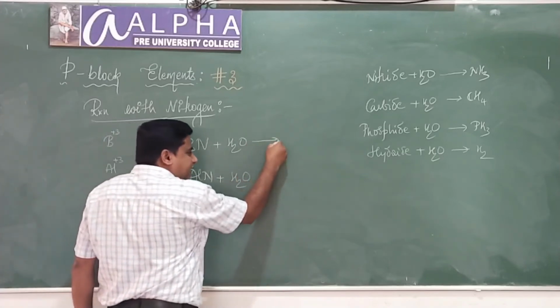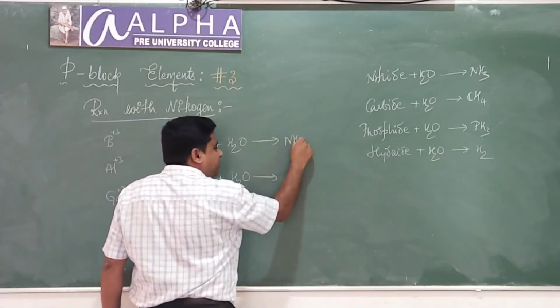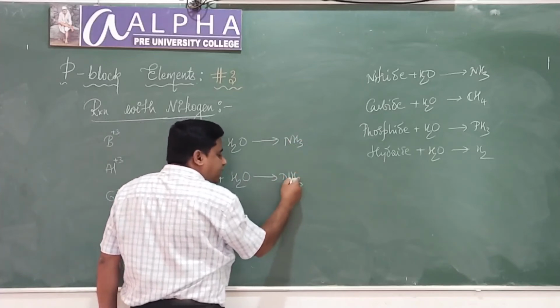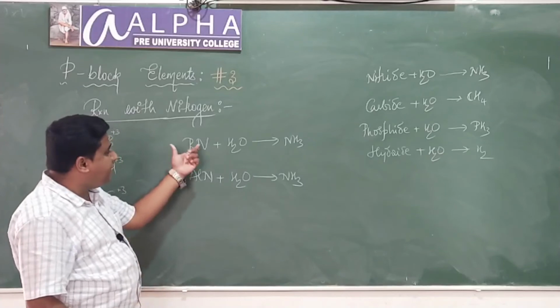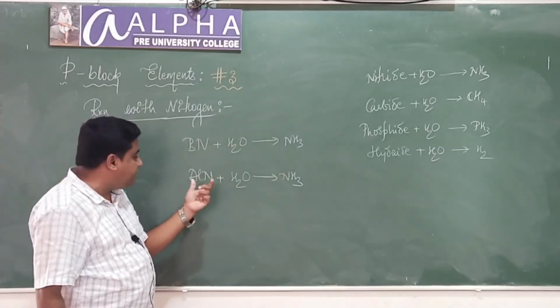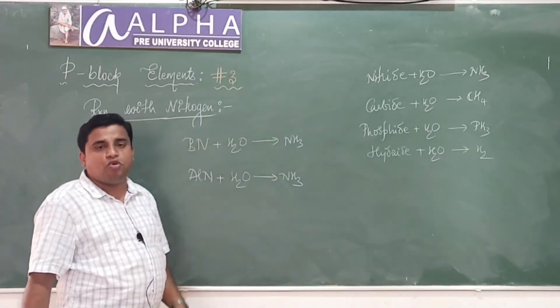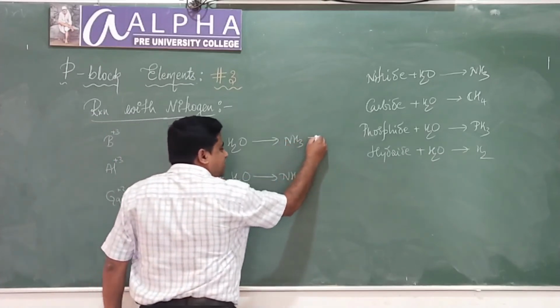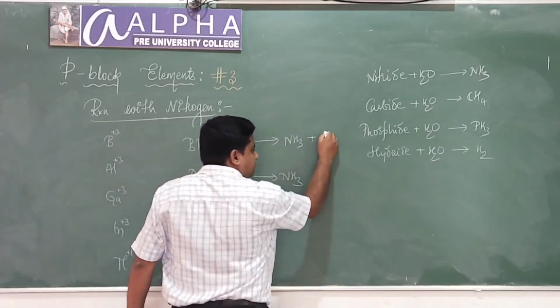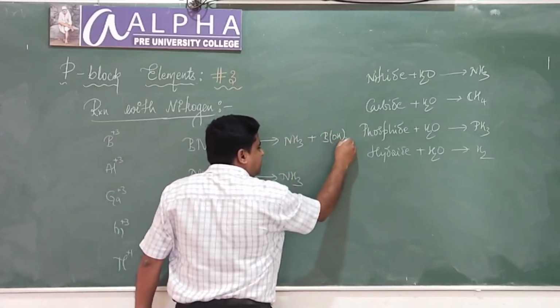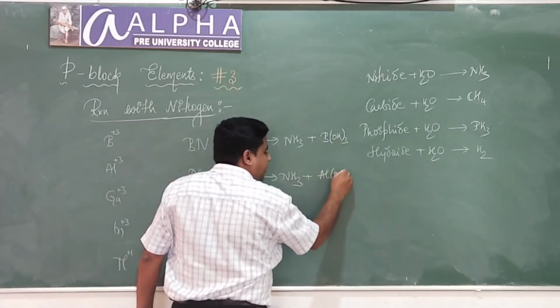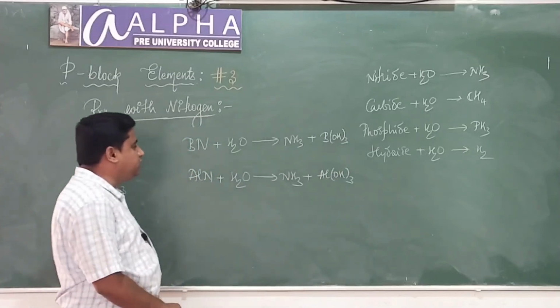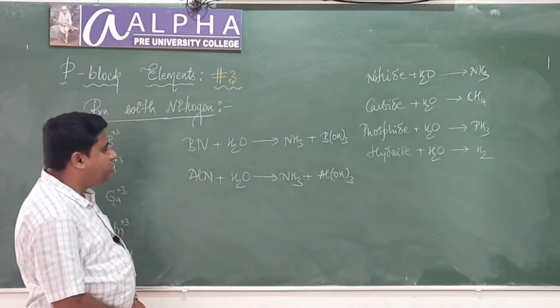In both the cases, ammonia gas will be liberated. When boron nitride is hydrolyzed, ammonia gas is liberated. When aluminum nitride is hydrolyzed, ammonia gas is liberated. Along with this, boron nitride forms B(OH)3, and aluminum nitride forms Al(OH)3.